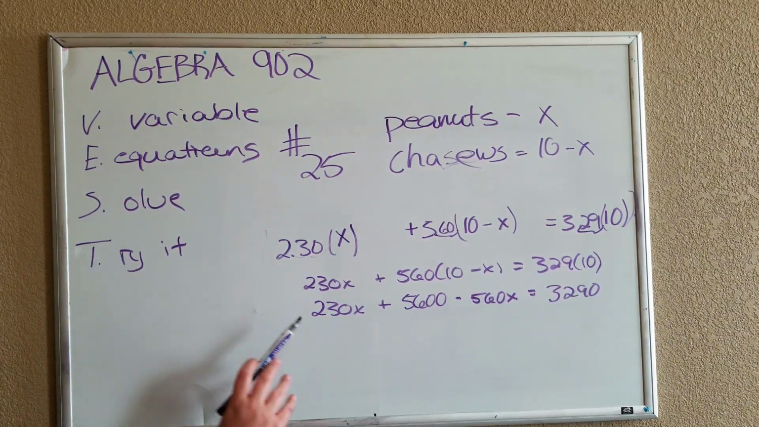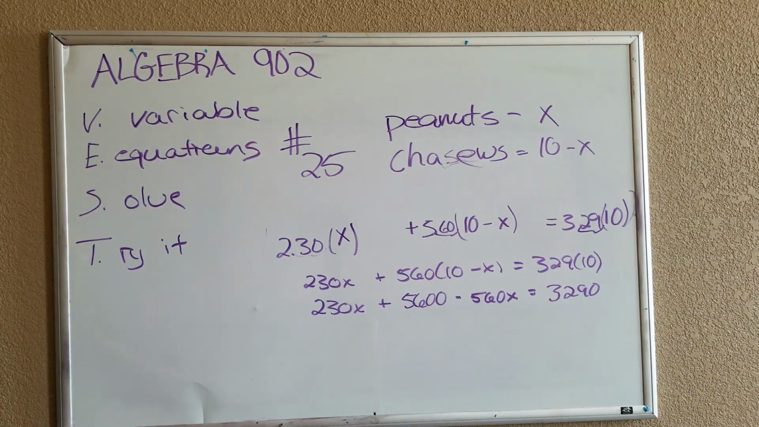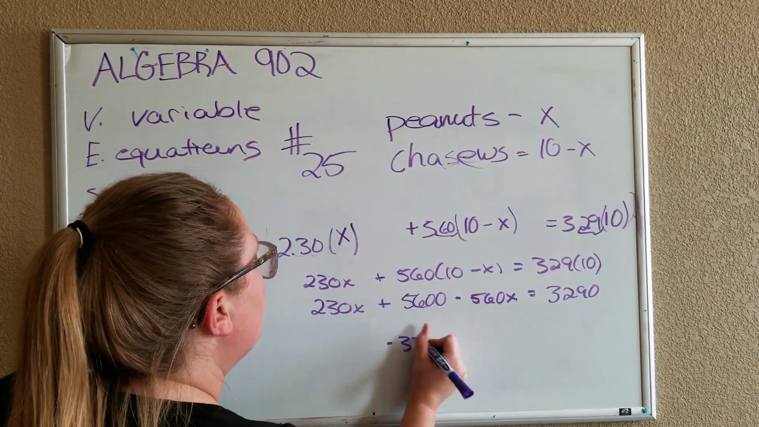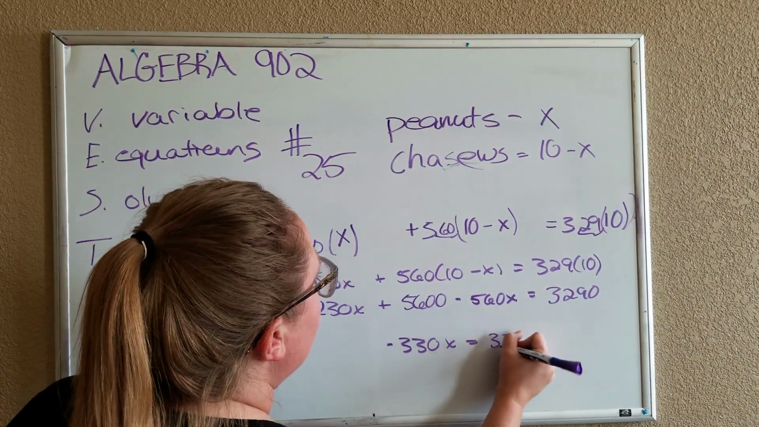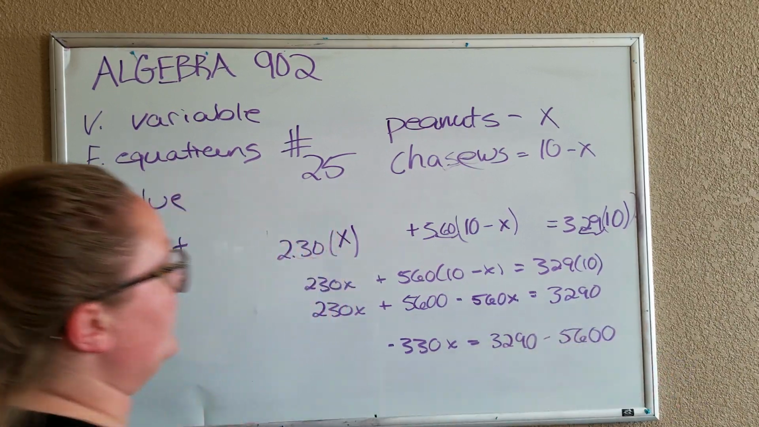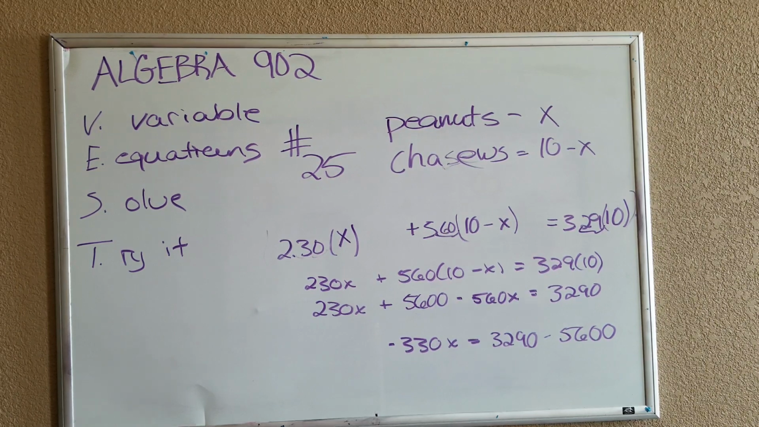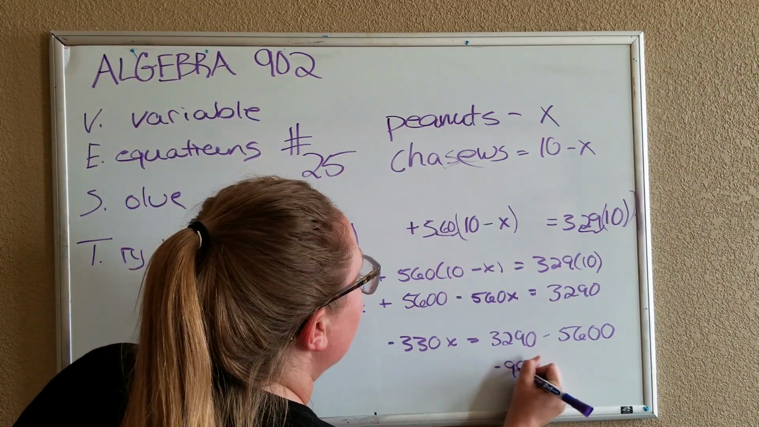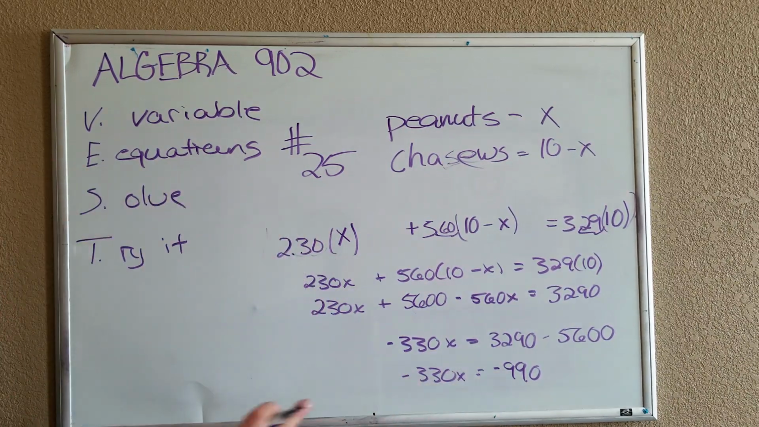Now we got to subtract these variables. 230 minus 560 is negative 330. We combine our variables. Over here we have 3290, and we're going to subtract the 5,600. 3290 minus 5,600 is going to give you negative 990. So negative 330x equals negative 990, and then just divide those for your answer.